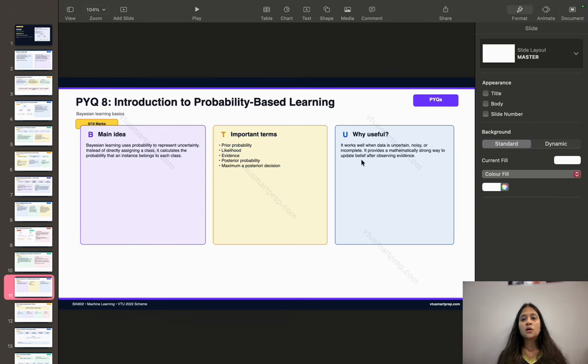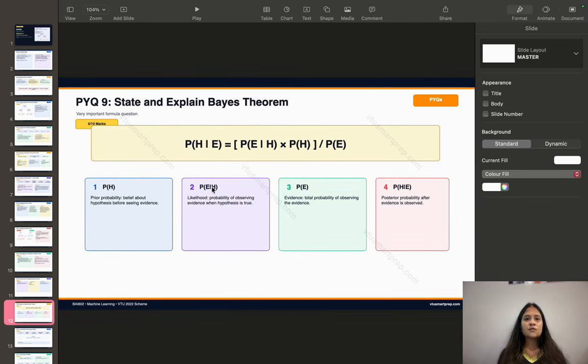It works well when data is uncertain, noisy, or incomplete. It provides a mathematically strong way to update a belief after observing the evidence. So that is useful when you use probability based learning or Bayesian learning techniques. We'll see the questions for that.